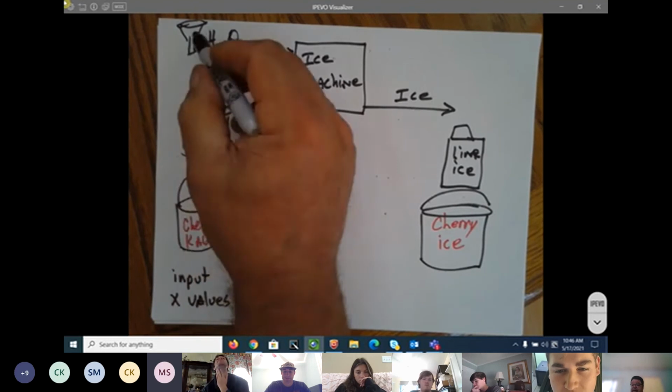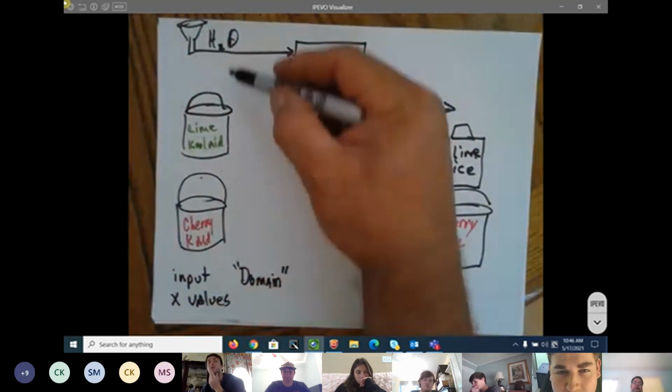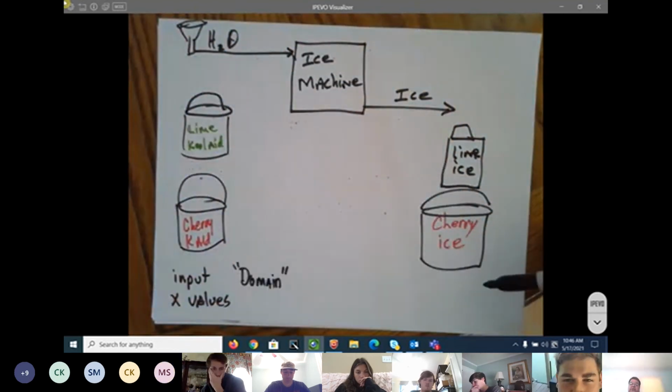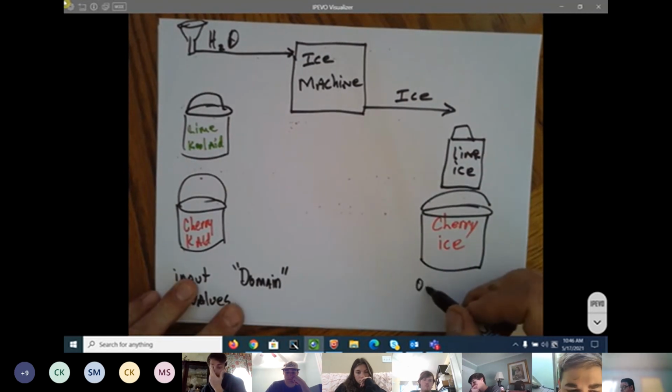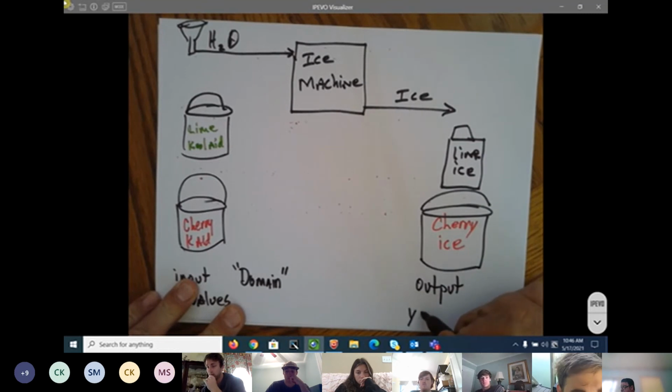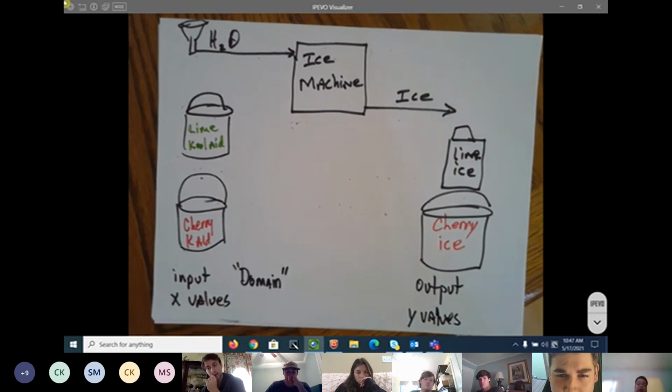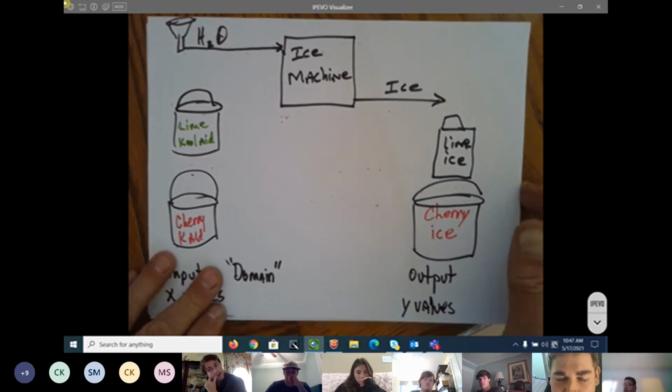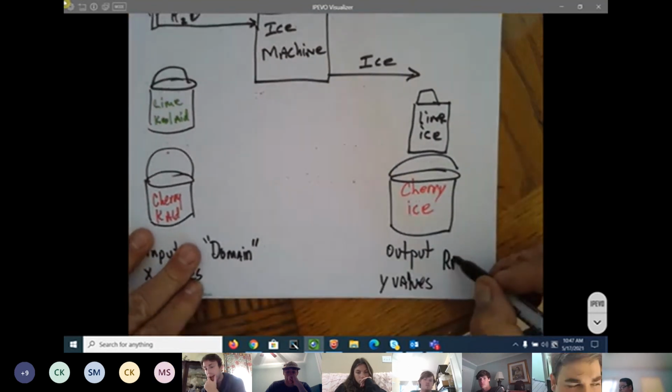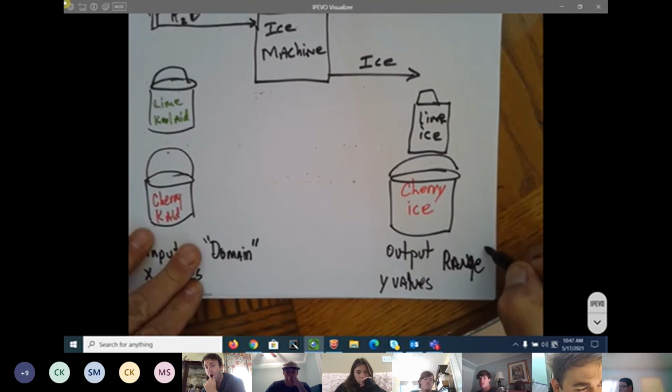So if this is the input, what's the ice? The output. The output would be called your y values. And what's the sophisticated word for y values? Range. Good job.